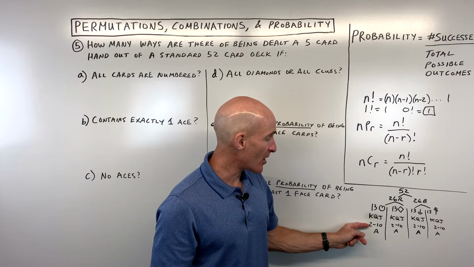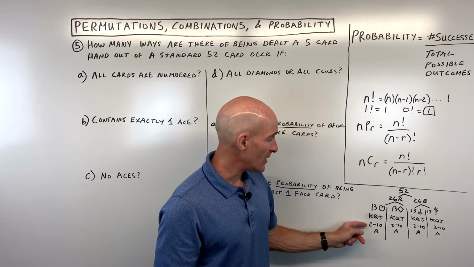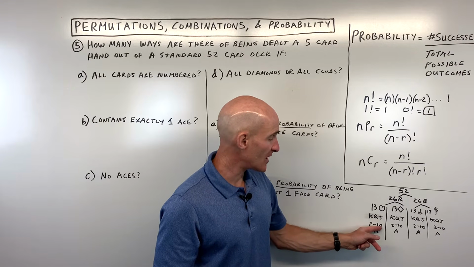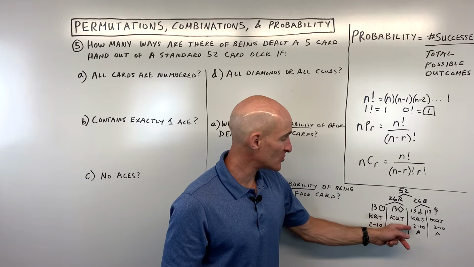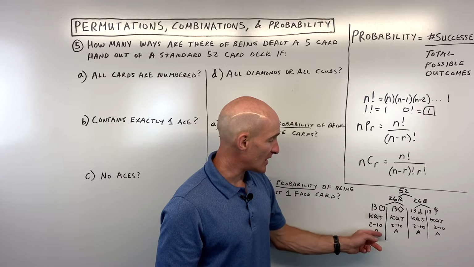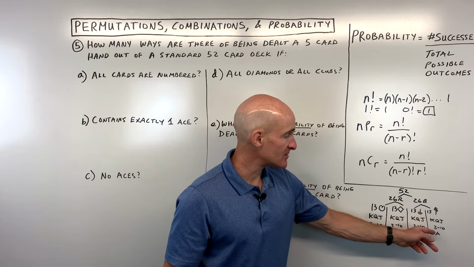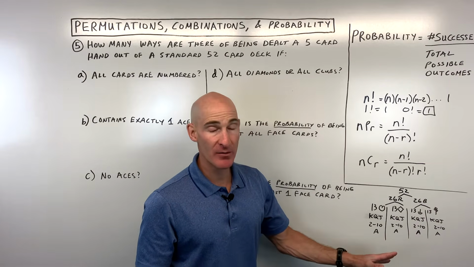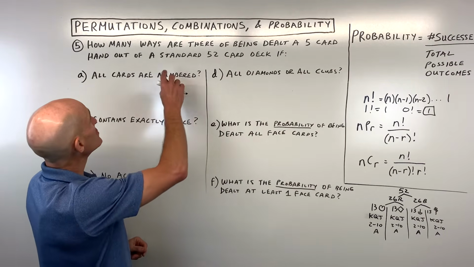And then there's the numbered cards in each suit. So there's 2 of hearts, 3 of hearts, all the way through 10 of hearts. Same thing with the diamonds, 2 through 10. Those are the numbered cards. And then you've got an ace in each suit. So an ace of hearts, ace of diamonds, ace of spades, ace of clubs. So that's the breakdown. Let's see if we can do some problems here.